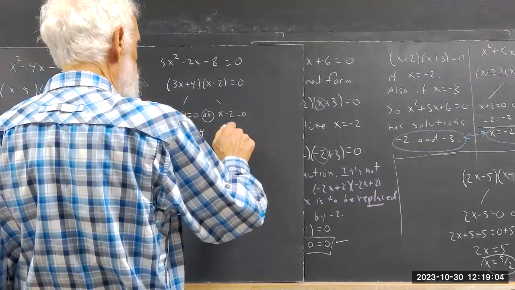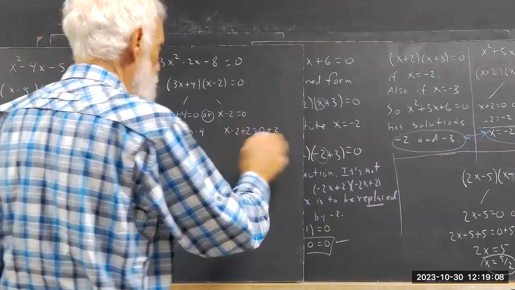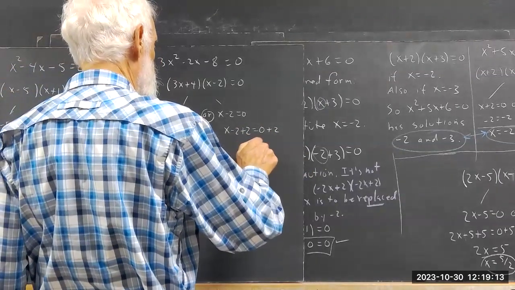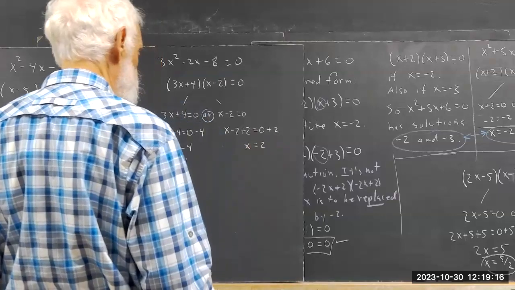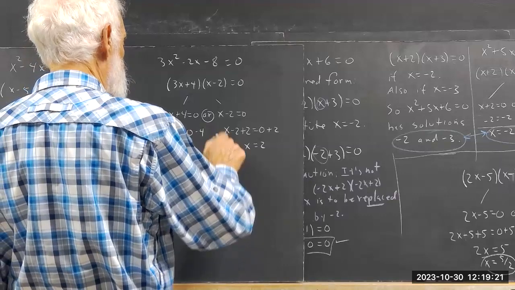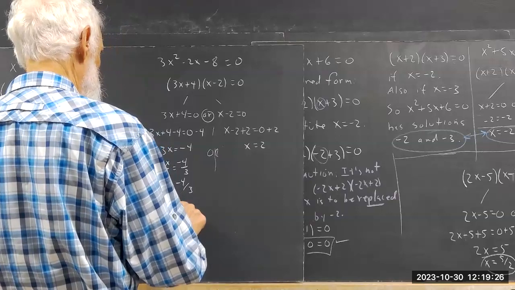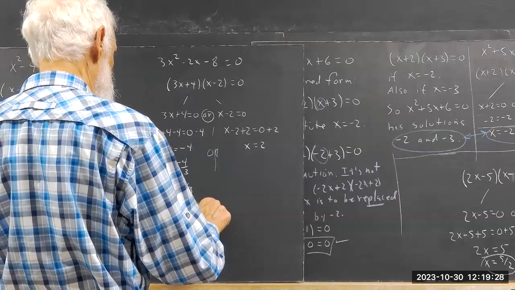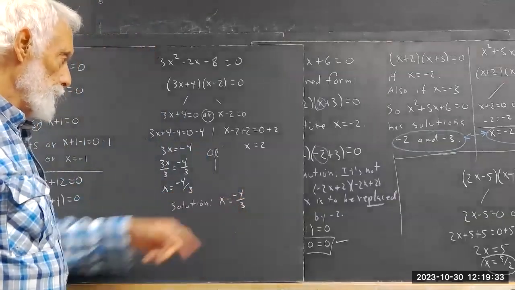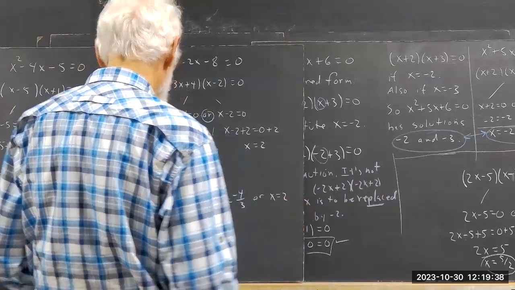On this side, we add 2 to both sides. And we get x equals 2. So what we get, there's a big "or" between this side and this side. We get x equals -4/3, or x equals 2.